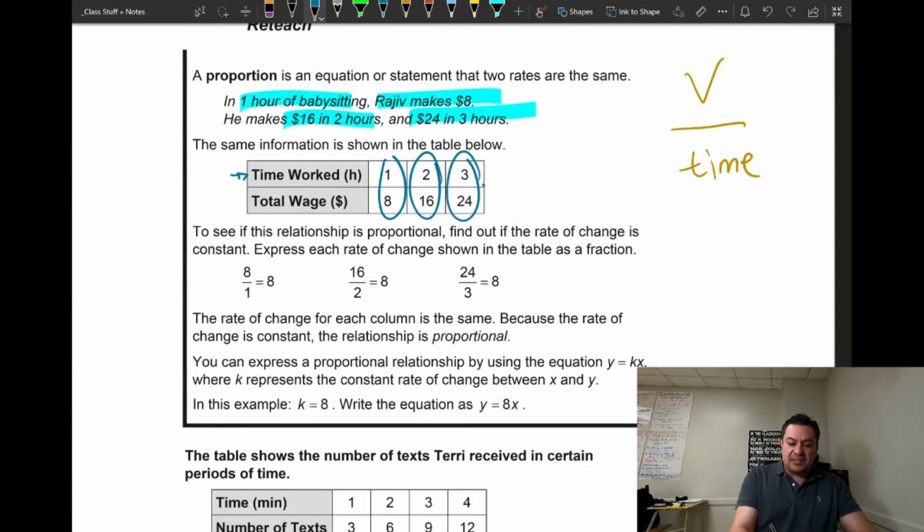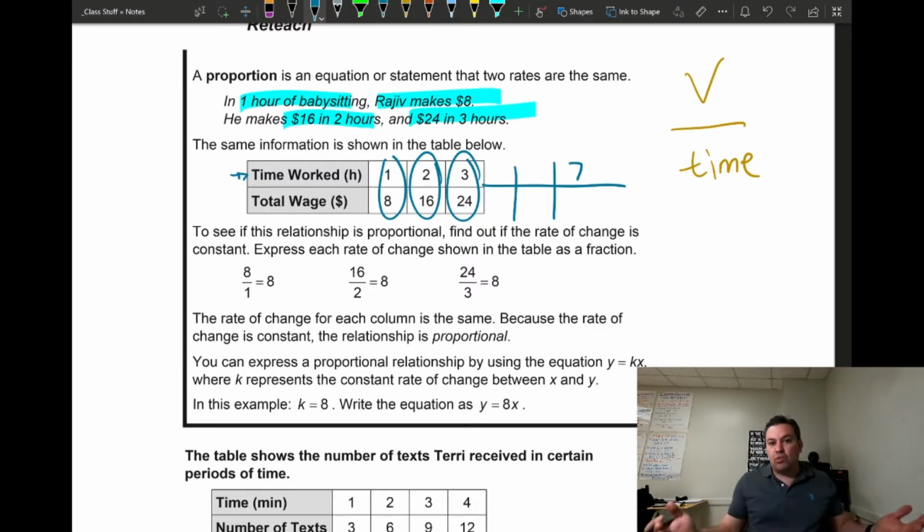So if we extend this table, we can kind of predict or know what's going to happen at 7 hours, for instance. Every hour is $8, so all you have to do is multiply 7 times 8, which will be 56. If he works 7 hours, he'll make $56. Okay, that's just the reason behind it. And you can write those as a fraction, like I have it over here. So for instance, 1 over 8, you can write it like that as well.